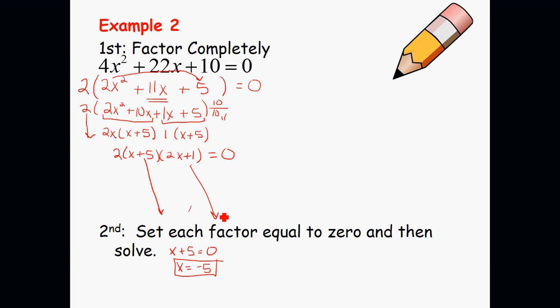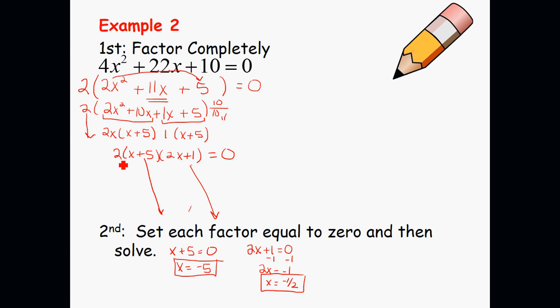And I do the same thing with the 2x plus 1. 2x plus 1 equal to 0. If I solve this, careful, I'm going to subtract that 1. 2x equals negative 1, x equals negative 1/2. Yep, I got a fraction. That's okay. Now I have those two answers.